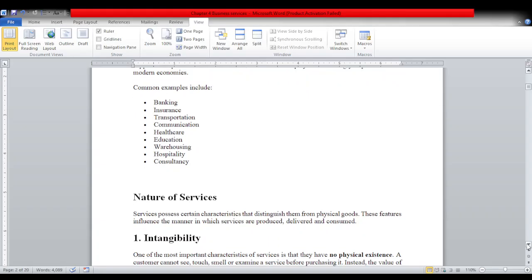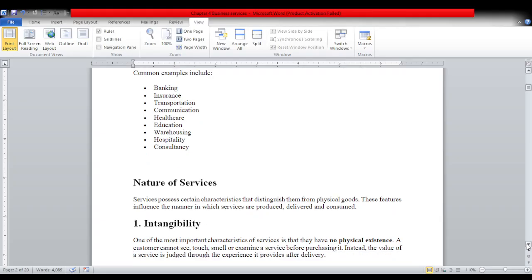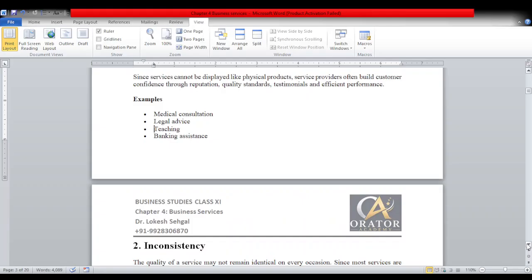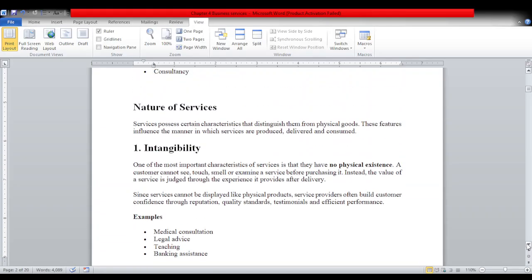Now let's understand the nature of the services. As you understand, a product is a physical element which definitely helps you to satisfy your want, but it is not the case with service. Services possess certain characteristics that distinguish them from physical goods. These features influence the manner in which the services are produced, delivered, and consumed.